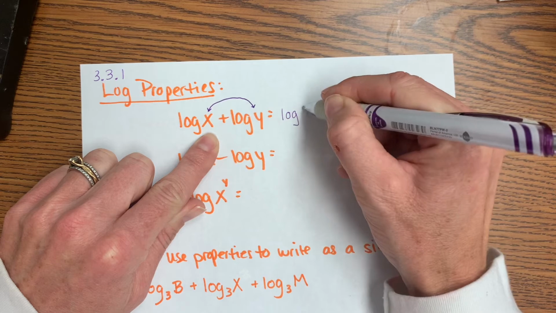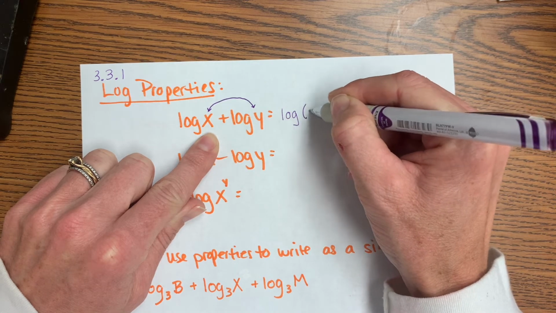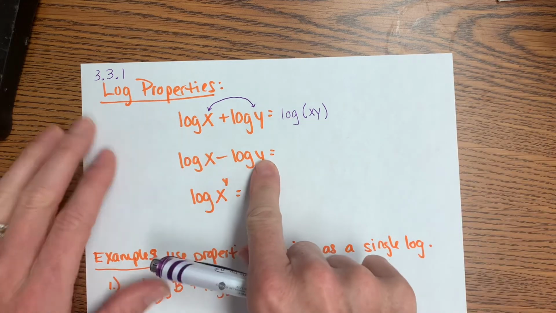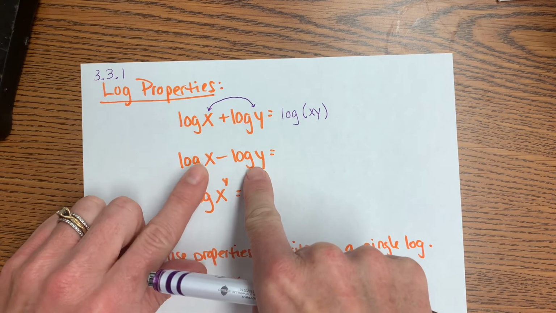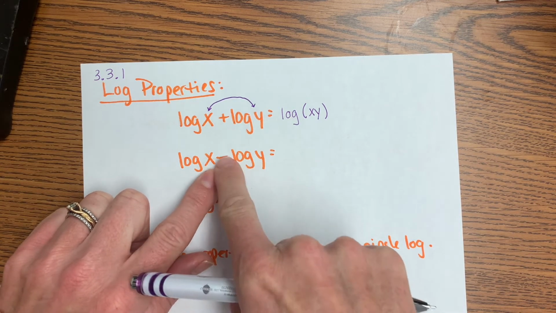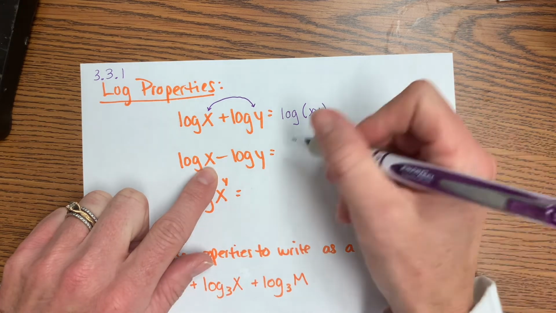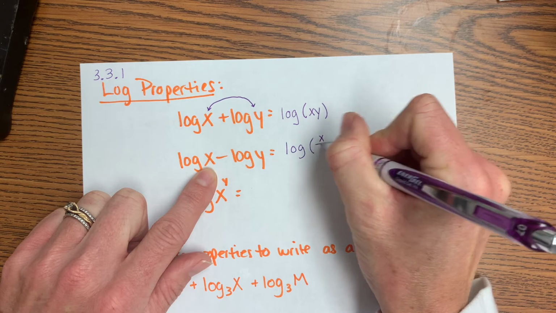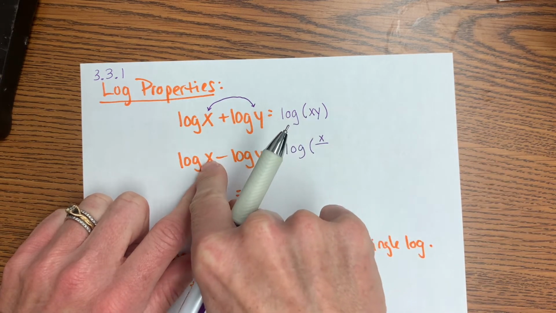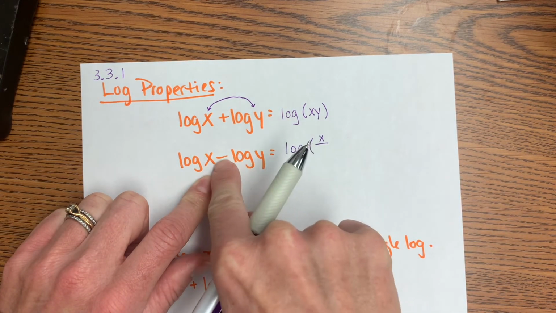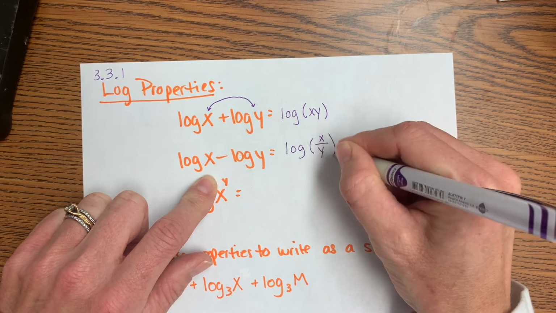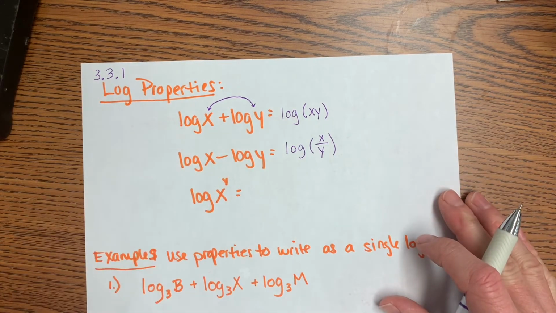So the two arguments get multiplied. So it's log base 10 of x times y. And then down here, we have log base 10, so the bases match. Now when they're minused, you actually get to divide the arguments when you condense them. So it's always this first one, and whatever has the minus is what's going on the bottom. The y had the minus in front of it, so that's what goes on the bottom. It just goes in order also.